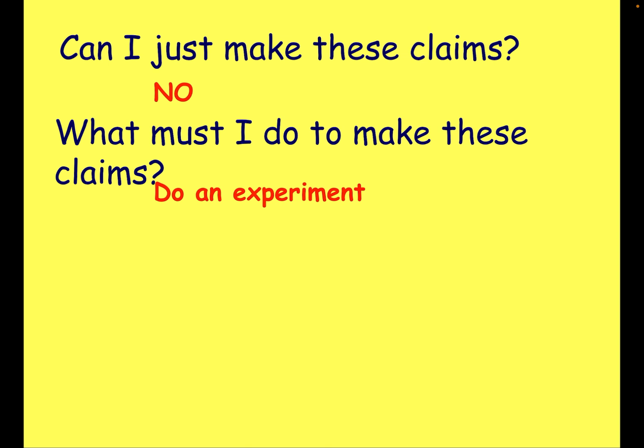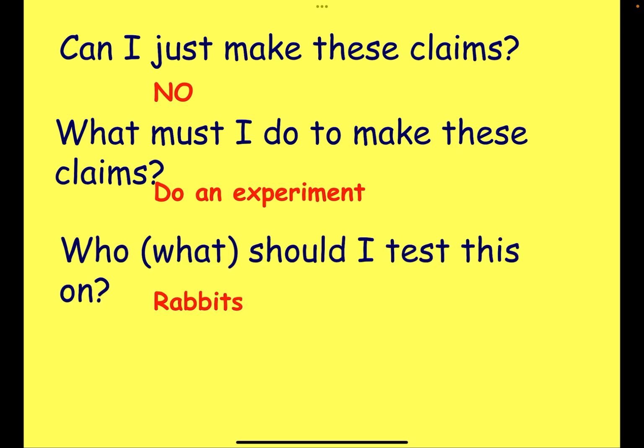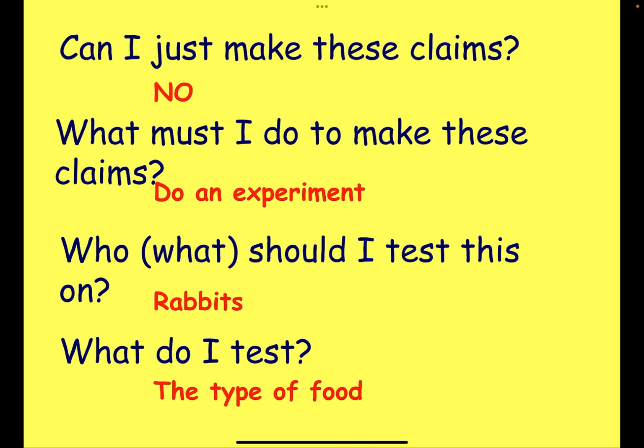Now the question becomes, who or what should I test this on, right? So if I'm testing rabbit food, I should test this on, well, rabbits. That makes sense, right? And what am I testing, right? Or what do I test? Well, I'm testing the type of food. I want to see if the food works, right? What we're talking about in these questions are experimental vocabulary that we need to know.